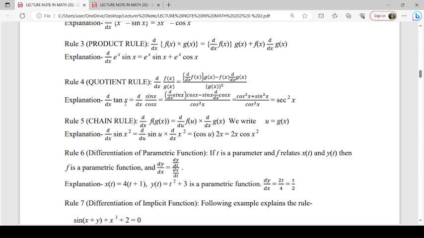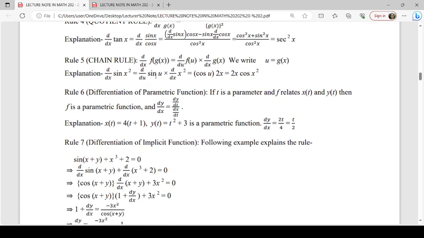So the explanation: sin x by cos x, so it is cos square x, then d/dx of the numerator, it is sin x, then into cos x the denominator, then minus sin x into d/dx of cos x. So what we get, d/dx of sin x is cos x, so it is cos x into cos x is cos square x, then d/dx of cos x is minus sin x, so it is plus sin square x, it is 1, so it is 1 by cos square x, so it is sec square x. So this is the quotient rule.